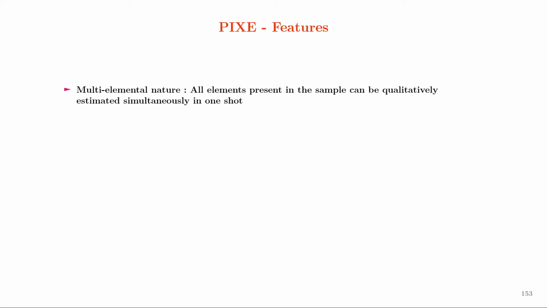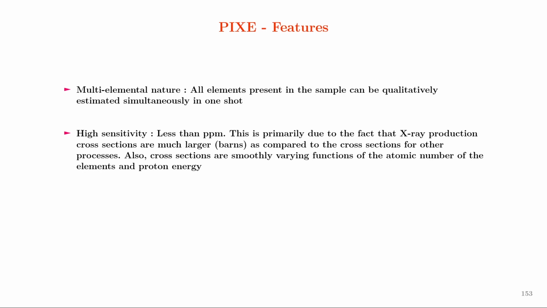The main features of PIXE. Multi-elemental nature. Using PIXE, all elements present in the sample can be qualitatively estimated simultaneously in one shot. High selectivity, less than ppm. This is primarily due to the fact that X-ray production cross-sections are much larger as compared to the cross-sections of other processes. Also, cross-sections are smoothly varying functions of the atomic number of the elements and proton energy.